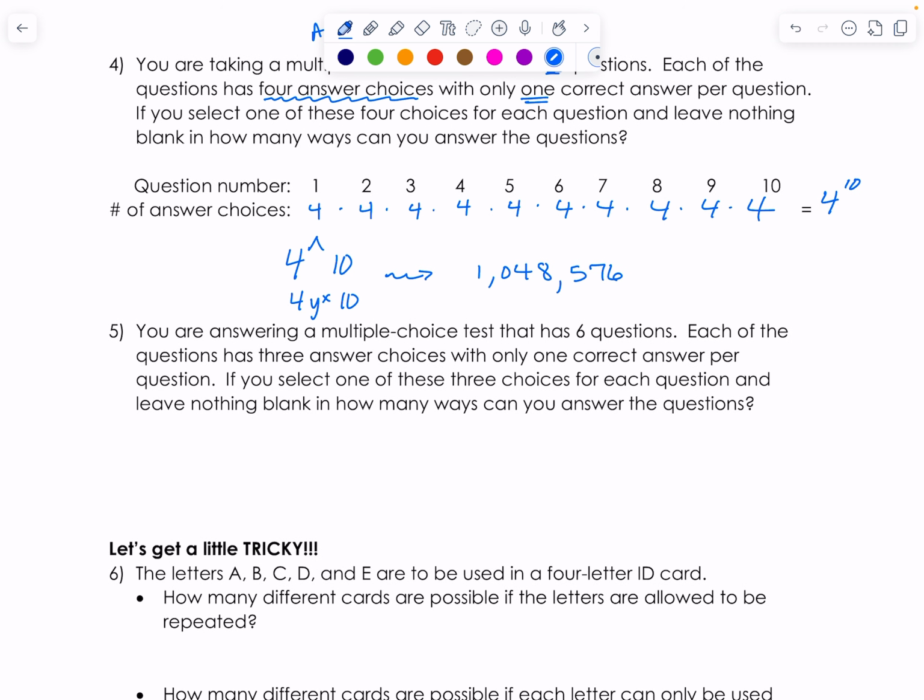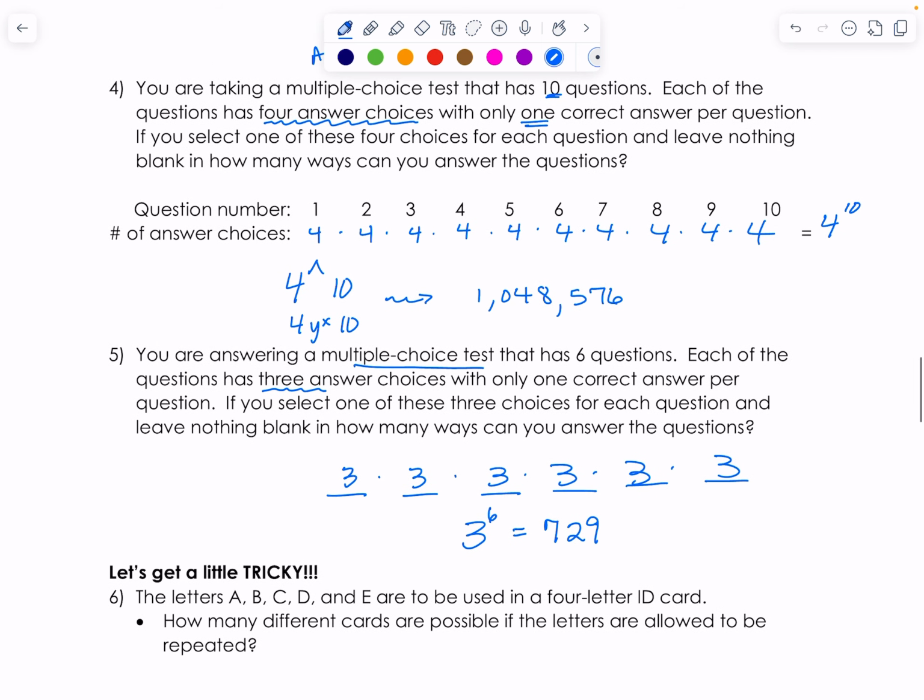All right. Now we've got another multiple choice test. It's got 6 questions, so 1, 2, 3, 4, 5, 6. Each question has 3 answer choices with only 1 correct. So I would have 3 choices here, 3 there, 3 there, 3 there, 3 there, and 3 there. That's the same as 3 to the 6th. When you stick that in your calculator, you get 729 different ways that you could answer that 6-question multiple choice test.